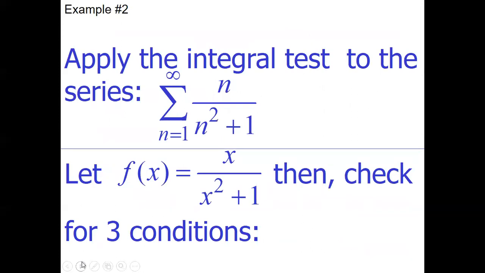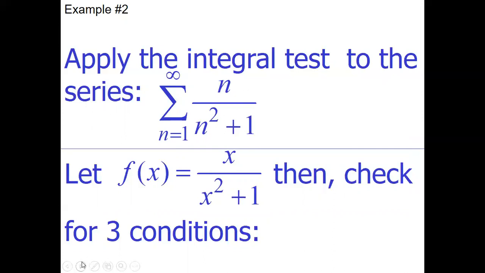All right, so how about applying the integral test to this series? I want to see if this series is convergent. Now, how do I know I probably want to use the integral test? Well, I probably want to use the integral test because this seems like a function with an easy antiderivative. I'm almost looking at this as a 1 over u with a du kind of a thing.